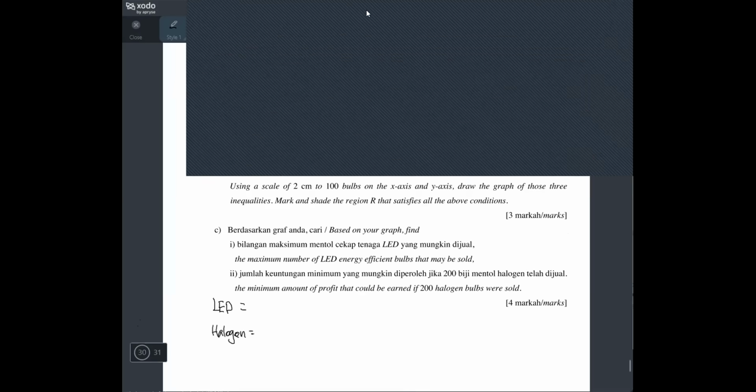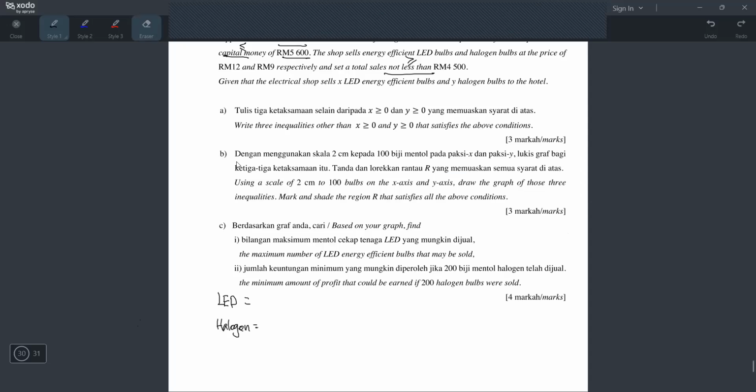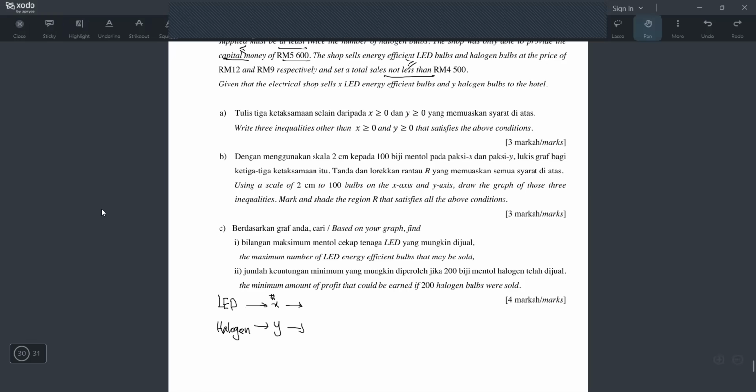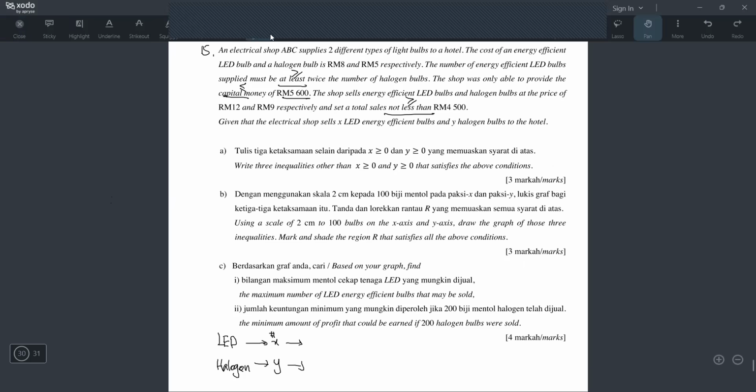What happened? Okay. So LED is represented by X, right? The number of bulbs. So this one I will put arrow X, Y. So this is the number, right? Now let's try to read again from the beginning. Now we try to read it for the second time.